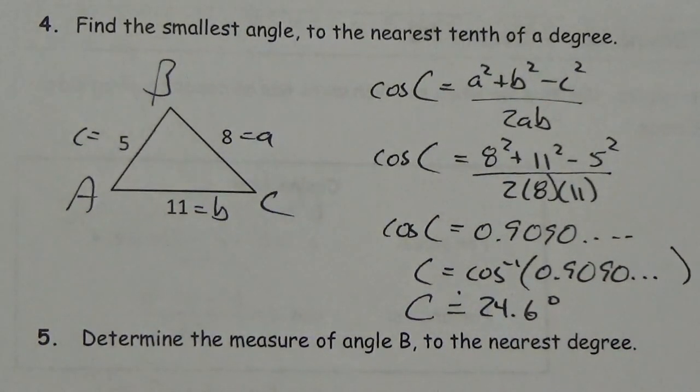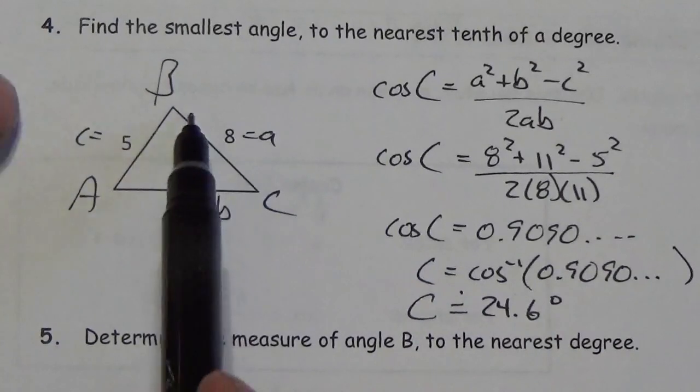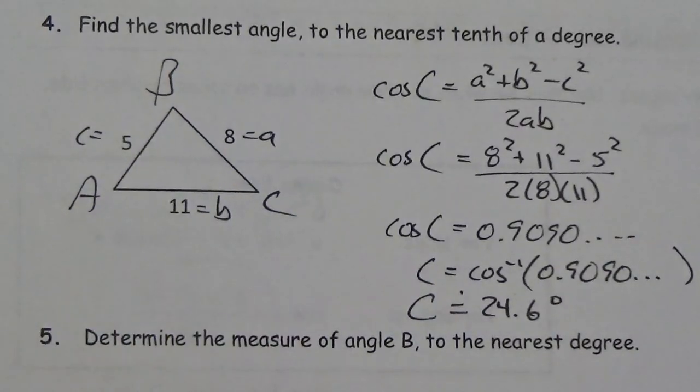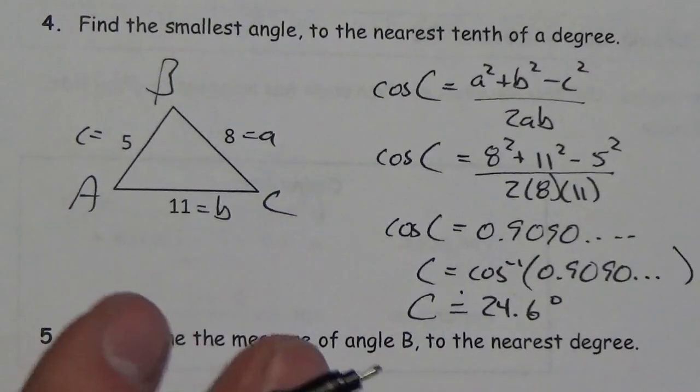Now, if they had asked us for the size of the largest angle, we would have been looking for angle B, again, because that is opposite the largest side in this triangle. So if you'd never kind of thought about that before, I hope that sticks with you.